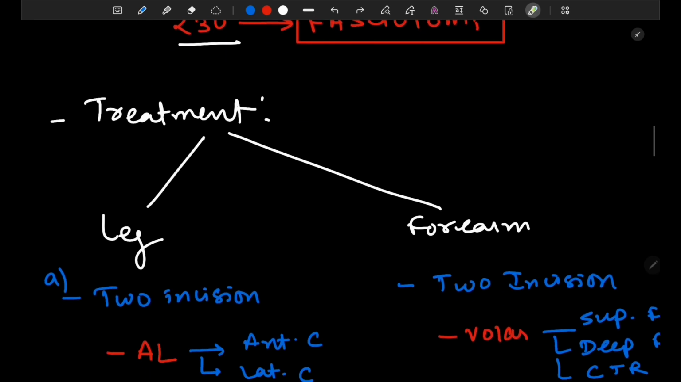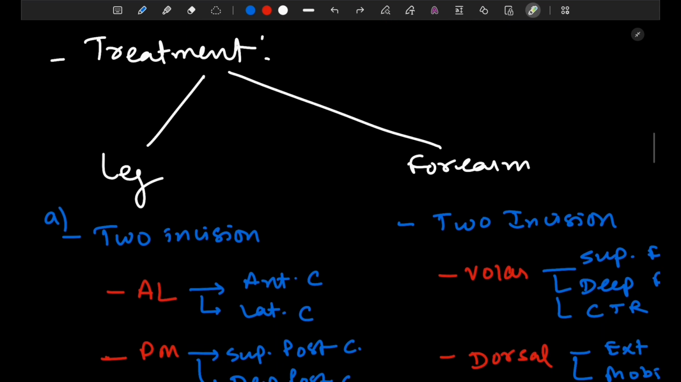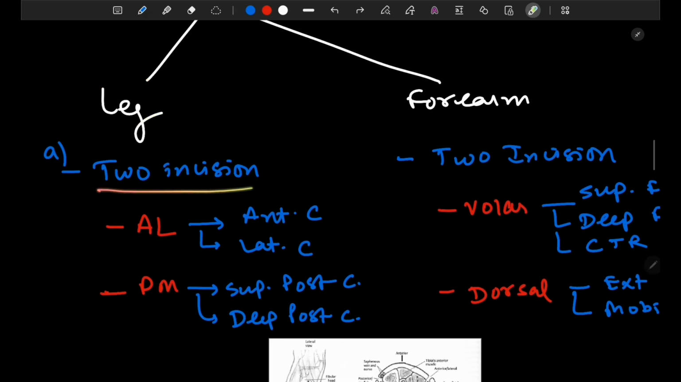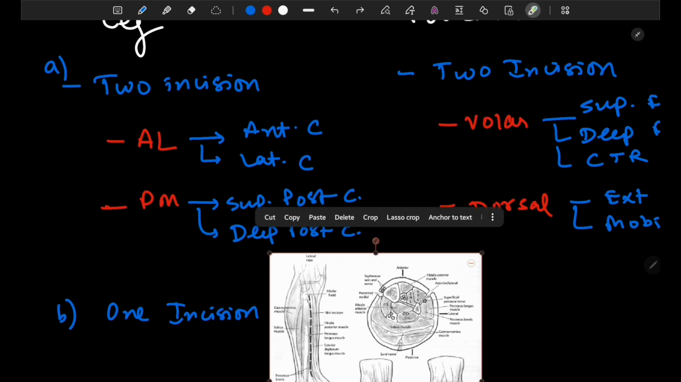Coming to the treatment, if there is risk of impending compartment syndrome and we have confirmed with the manometers, we have to go for emergency fasciotomy. For the leg, the emergency fasciotomy we go ahead with is the 2 incision or 1 incision. In the 2 incision technique, one incision is taken on the anterolateral aspect and another on the posteromedial aspect. The anterolateral incision decompresses the anterior compartment and the lateral compartment, whereas the posteromedial incision decompresses the superficial posterior compartment and the deep posterior compartment.